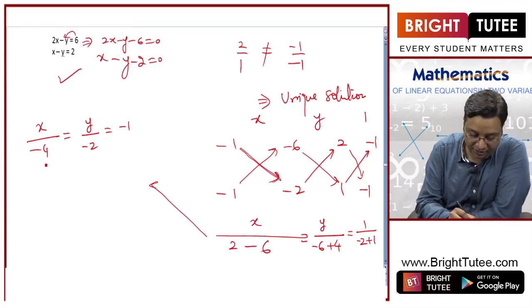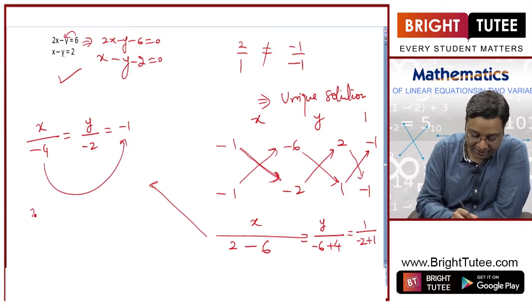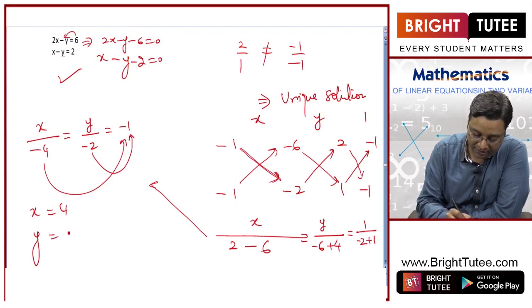Now it is very easy to find x. x is minus 4 into minus 1, that is 4. y is minus 2 into minus 1, that is 2.